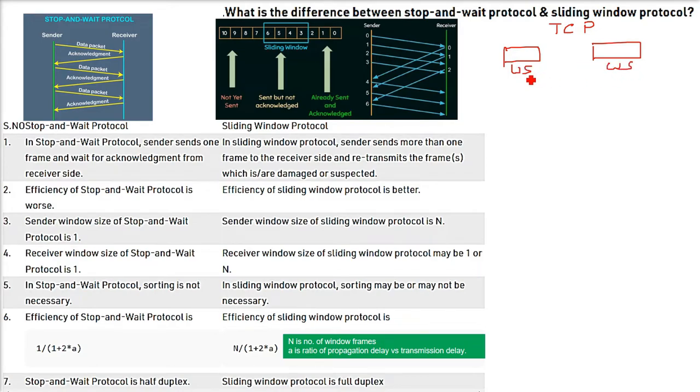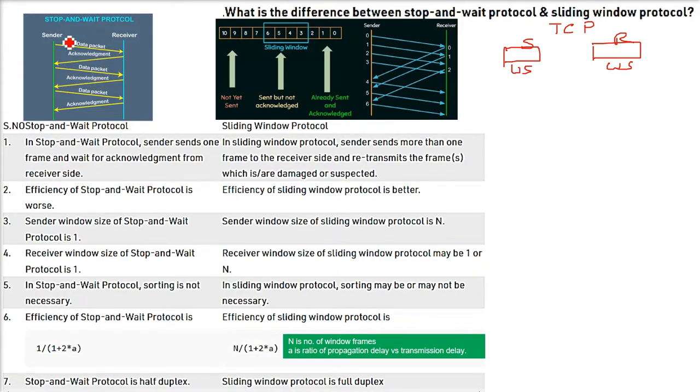Now, when we are talking about different layers, in the noiseless channel we use stop and wait. In the noisy channel we use sliding window protocol. In sliding window protocol we have 3 more versions, the ARQ protocols and so on, but we'll talk about that. Let us see the difference between these two specifically.